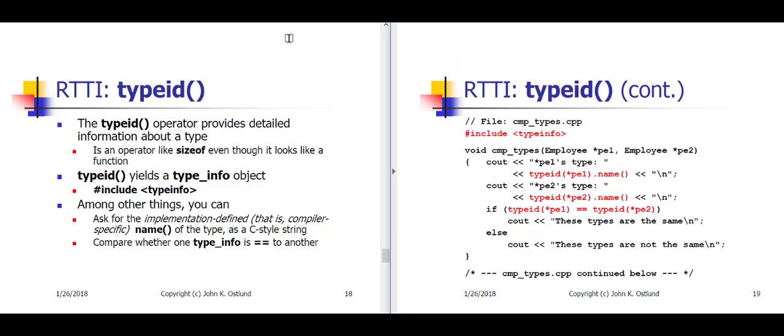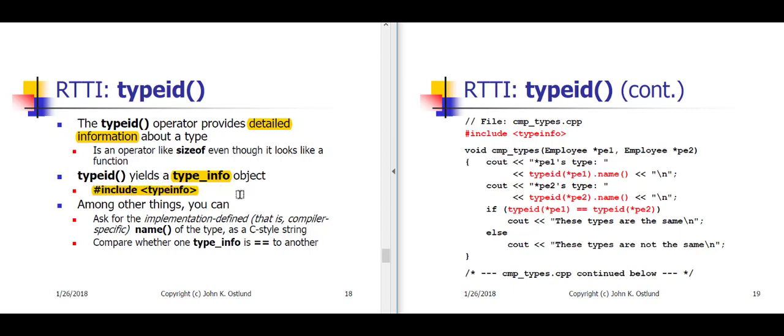Type ID is sort of a nice miscellaneous operator to know about. Type ID gives detailed information about a type in a format that is specific to your compiler. Type ID produces something called a type info object, and in order to make use of that type info object, you have to include the type info header.